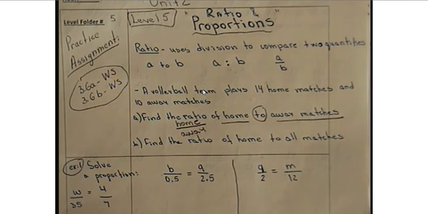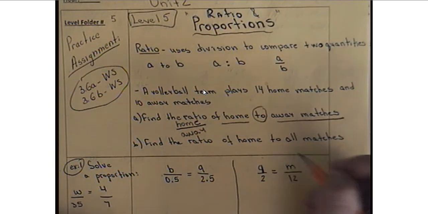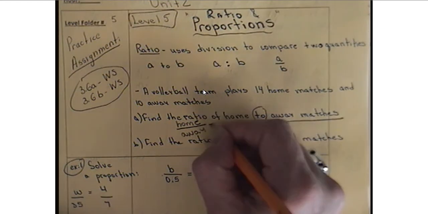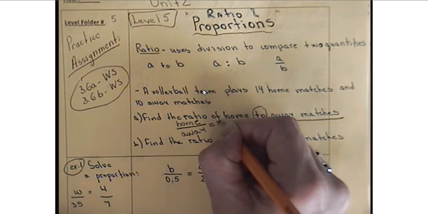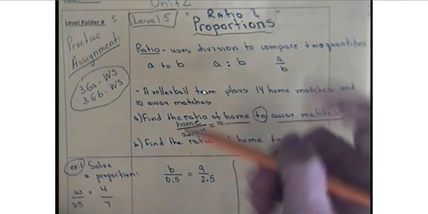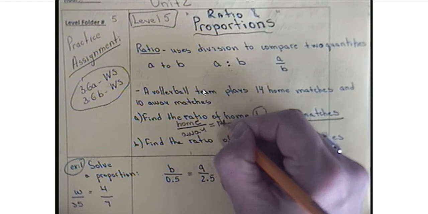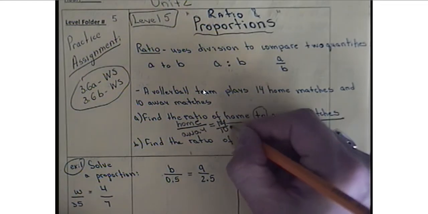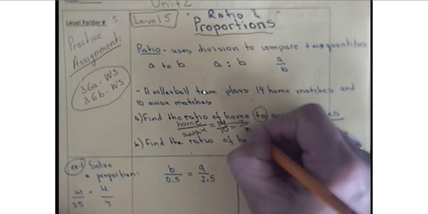Then B, find the ratio of home to all matches. Okay, well, first here, if we have home to away, sorry, home are 14. So actually we're gonna put here number 14 to 10. And you can definitely simplify this to 7 over 5.